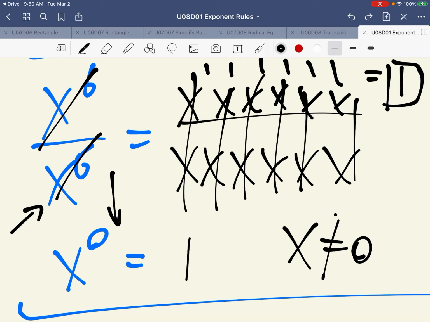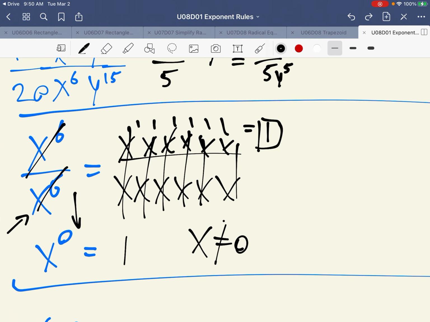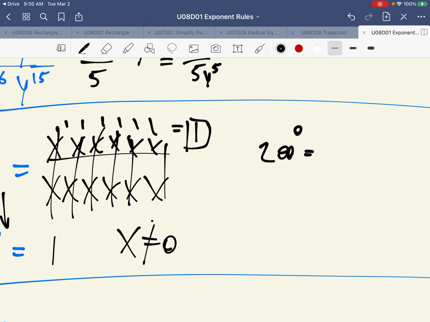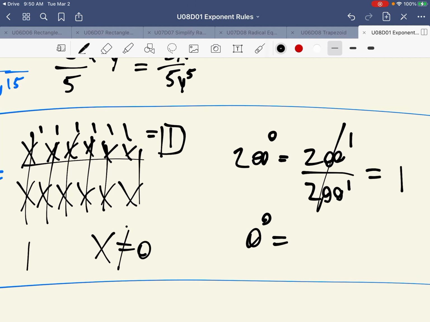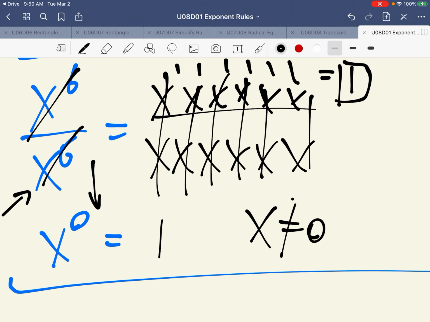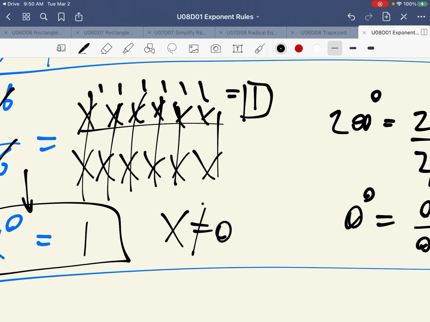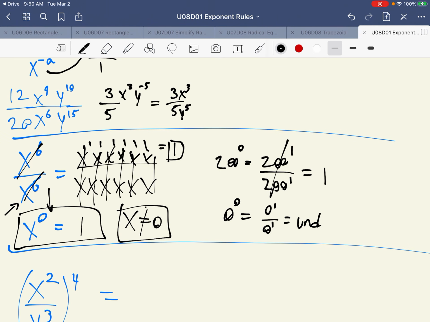But for all other numbers, to the 0 power will equal 1, because you're really just saying whatever value this is divided by itself. So for instance, if I said 200 to the 0 power, that's really saying I have 200 to the 1st divided by 200 to the 1st, because subtracting the exponents equals 0, and this is equal to 1, therefore 200 to the 0 equals 1. And this will apply for everything except 0 to the 0, which would be 0 to the 1st divided by 0 to the 1st, which is undefined. So this is the only exception, again. For any number to the 0 power will equal 1, with the exception of when x is equal to 0, because then you get an undefined example.